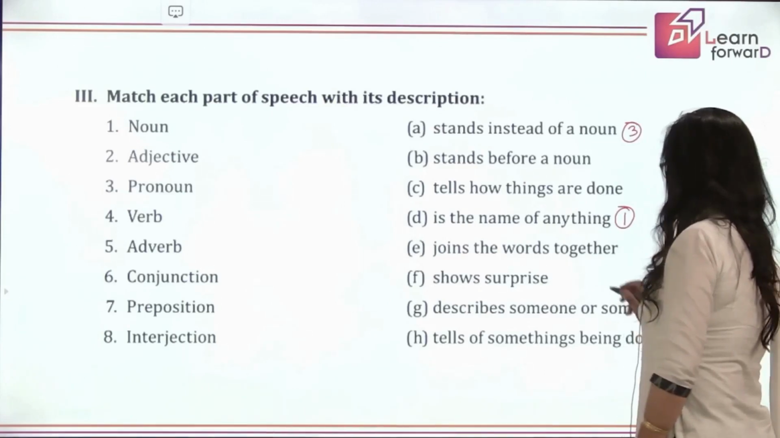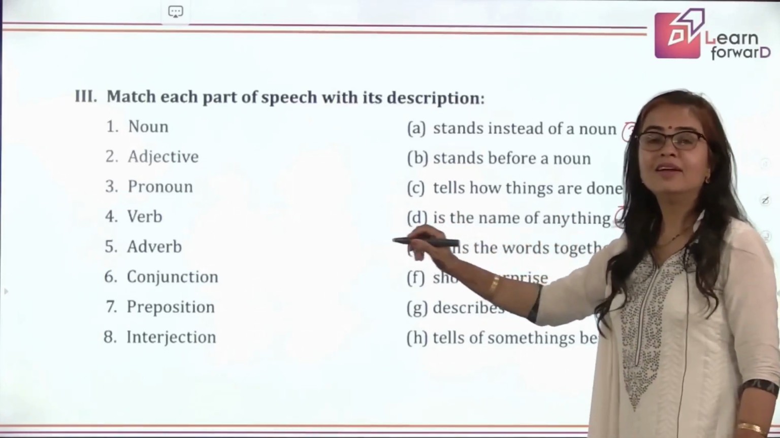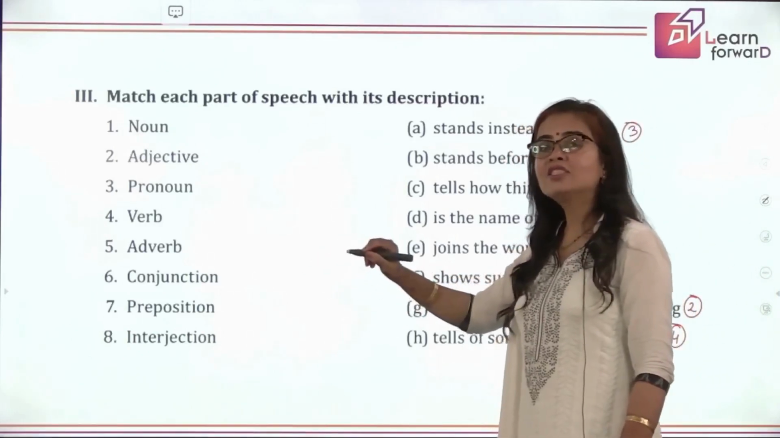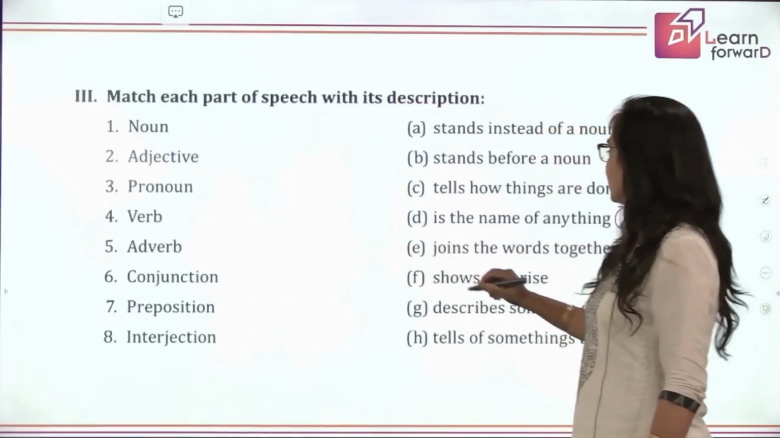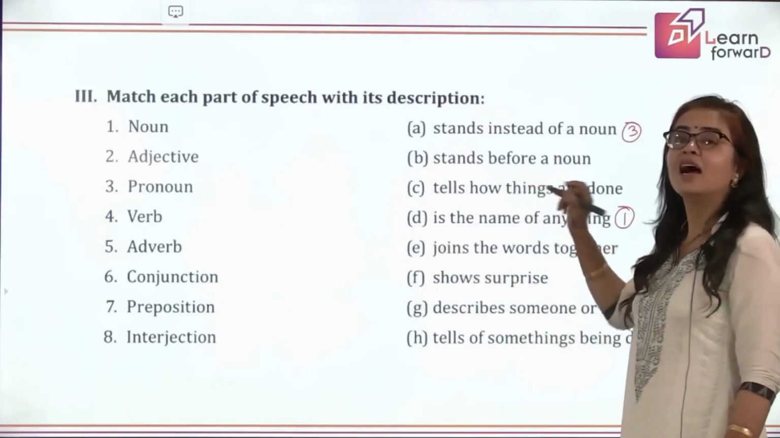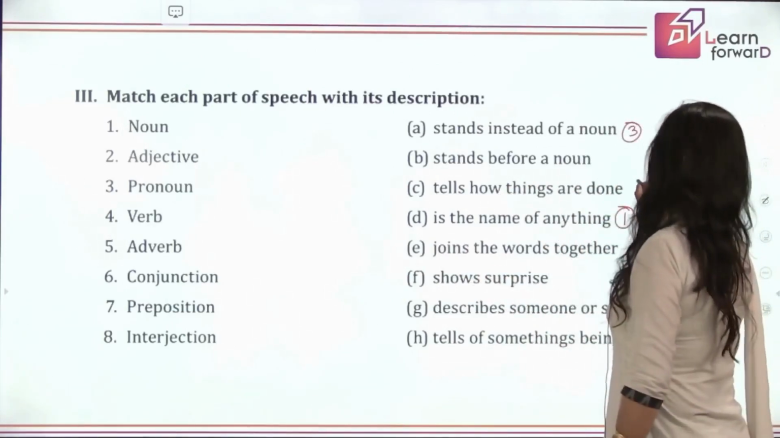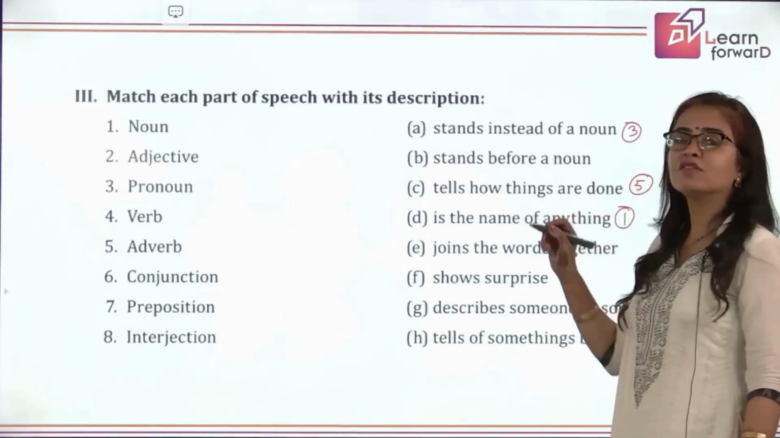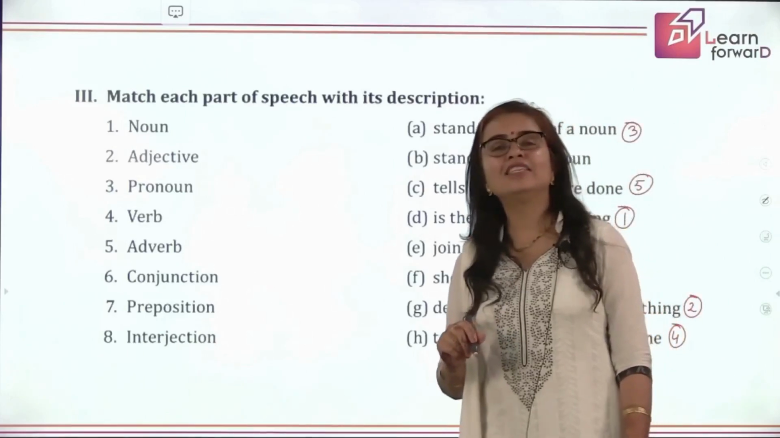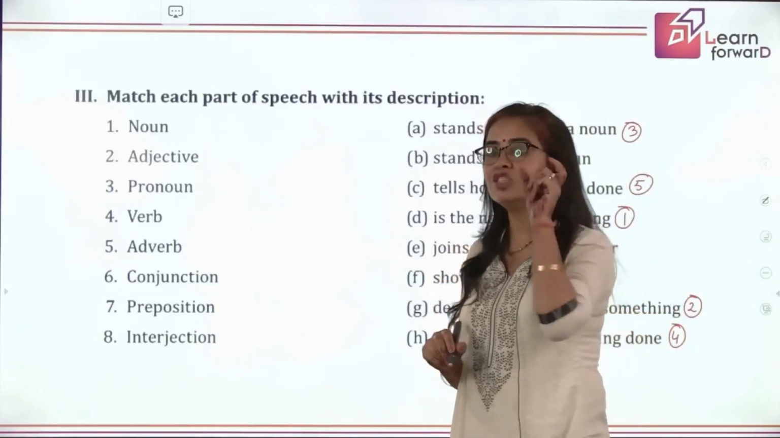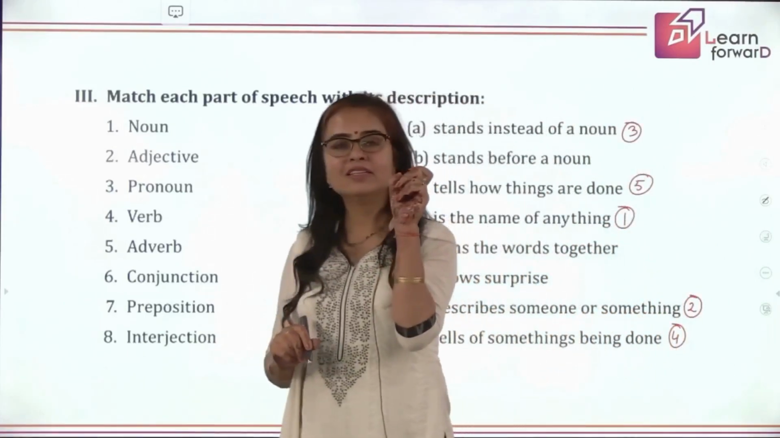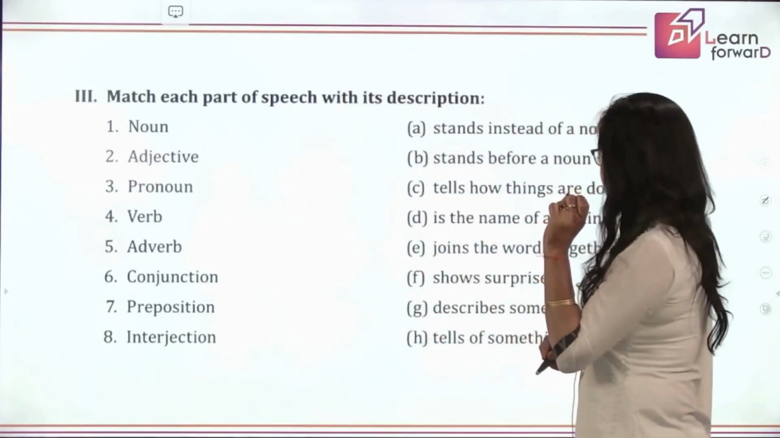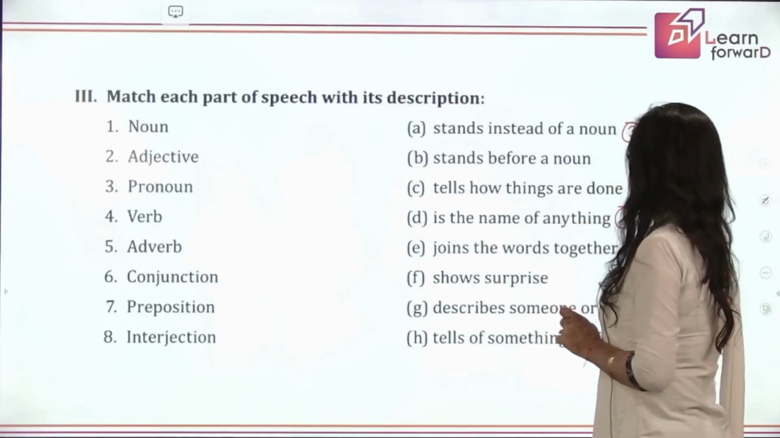Number 4. What's the next word here? Adverb. We have just learned. Adverb adds to the verb. So this tells how things are done. This is number 5. And the next part of speech here is conjunctions. Do you remember with junction I told you joining? So conjunctions are joining words. Where is it? Yes, it's right here.